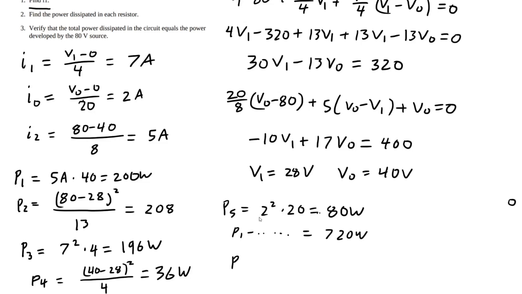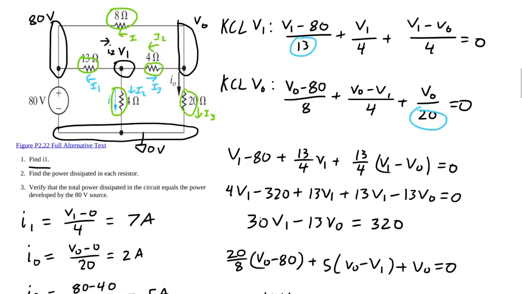And we want to make sure that they pass the power check. So the power supplied is going to be the current flowing from the power supply times the voltage across the power supply. And we got two currents here. Let me erase this so you can see them. We have I0 and I1.